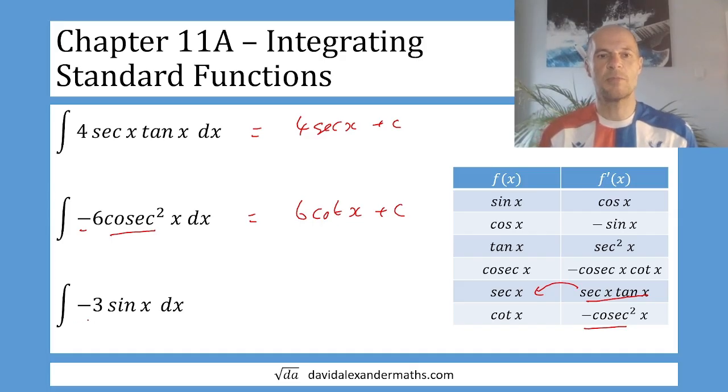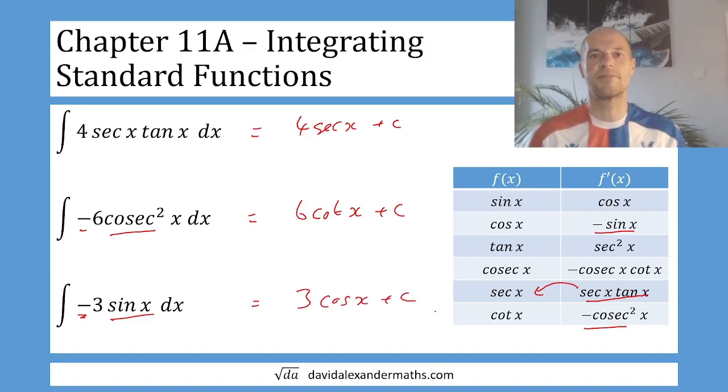Let's look at this final example. So I've got negative 3 sine x. I can see that negative sine x is the derivative of cos x. So there's my negative sine x. So that will integrate to positive cos x, but it's negative 3 sine x. So therefore that will integrate to positive 3 cos x plus c, the constant of integration.